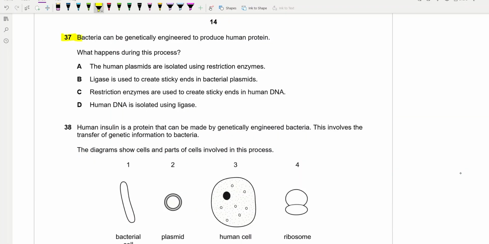Question number 37. Bacteria can be genetically engineered to produce human protein. What happens during this process? Option A, the human plasmids are isolated using restriction enzymes. Option B, ligase is used to create sticky ends in bacterial plasmids. Both options are wrong. Option C, restriction enzyme is used to create sticky ends in human DNA, which is correct. Option D, human DNA is isolated using ligase, which is wrong. So the correct option would be option C.